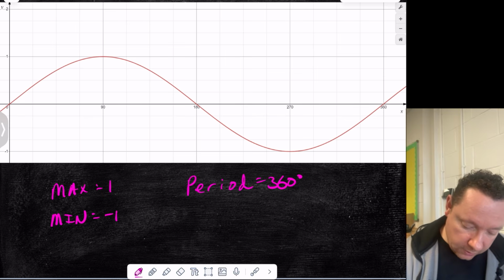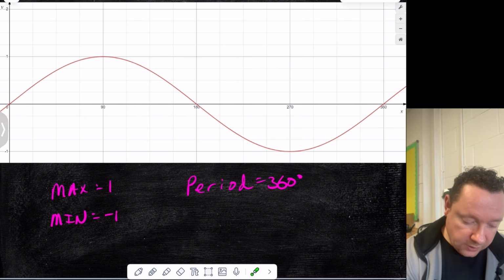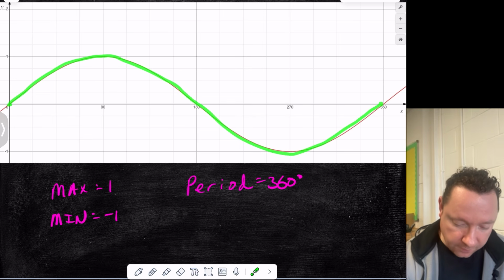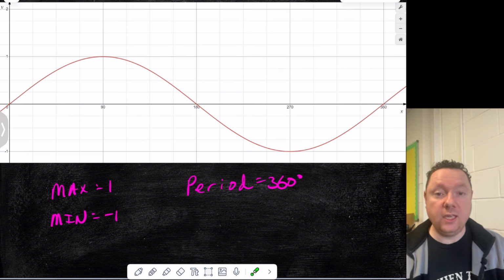And what you need to know to draw this is you start at 0, it goes up to 1 at 90, then down to 0 at 180, and then -1 at 270, and then back to 0 at 360. So there is your sine graph there.